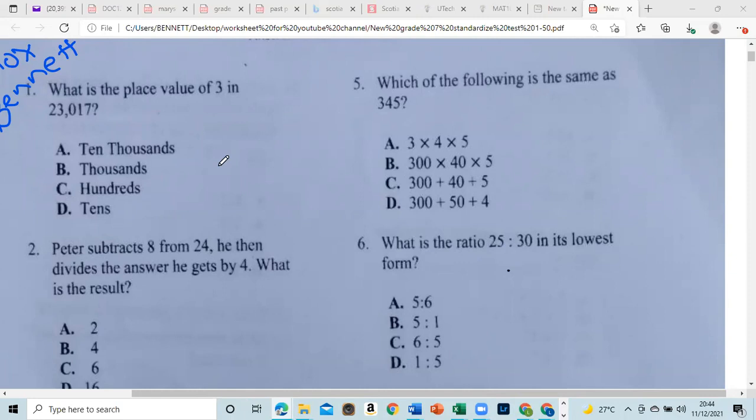All right. So we're looking at this. This is what we call a standardized test. So it's basically a worldwide test. It's not just limited to one section of the world, but worldwide. It's a grade 7 test.